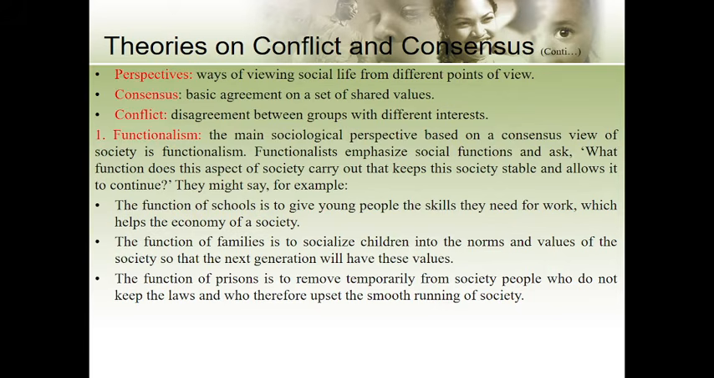Another thing you can take into account is religion. Religion also has functions, with objectives that serve human beings. The function of prison is to temporarily remove from society people who do not keep the laws and who therefore upset the smooth running of society. Functionalists perceive human society as being like the human body. This is called the organic or biological analogy because it compares society to a living organism.